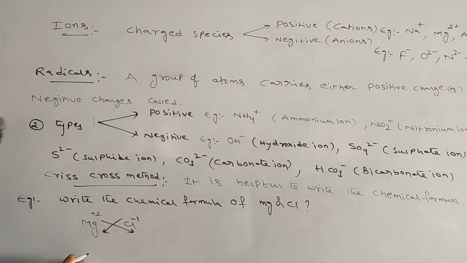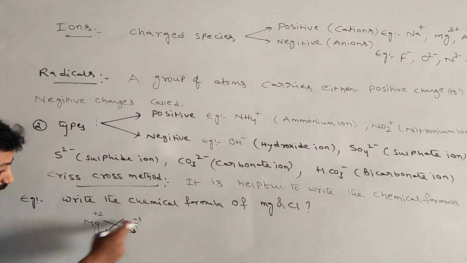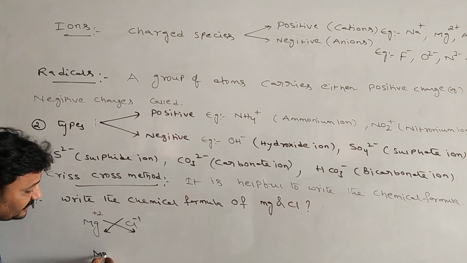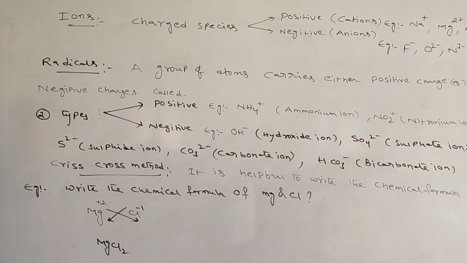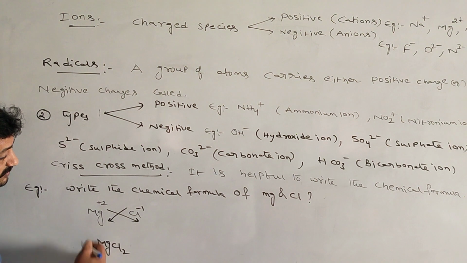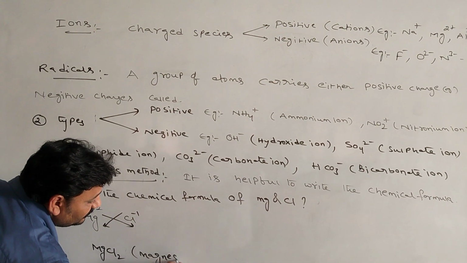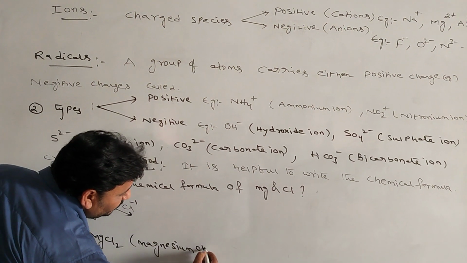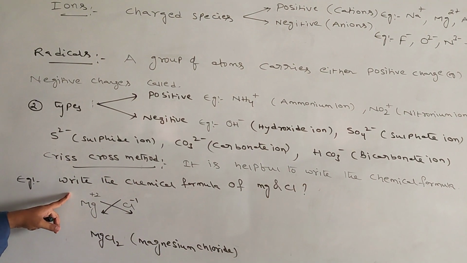First you have to write the cation. What is the cation here? Magnesium. So valency is 1. 1 into magnesium, and 2 into chlorine: MgCl2. What is the name of this compound? Magnesium chloride. So like this you have to write a chemical formula with the reference of this.